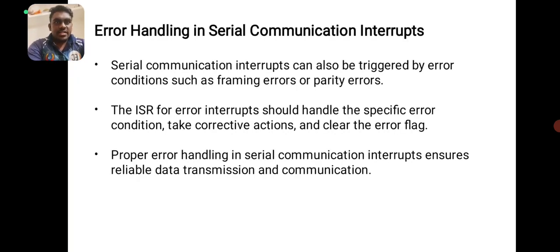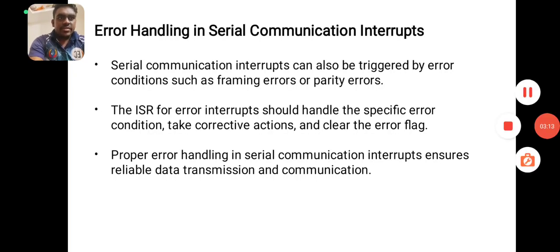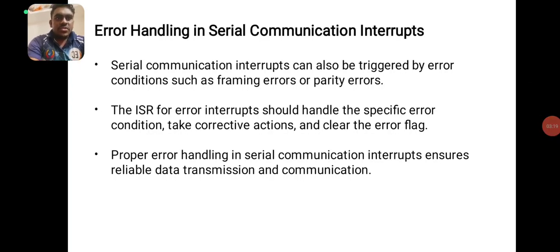Error handling in serial communication interrupts. Serial communication interrupts can be triggered by error conditions such as framing errors and parity errors. The ISR for errors should handle the specific error condition, take corrective actions and clear the error flag. Proper error handling in serial communication interrupts ensures reliable data transmission and communication.